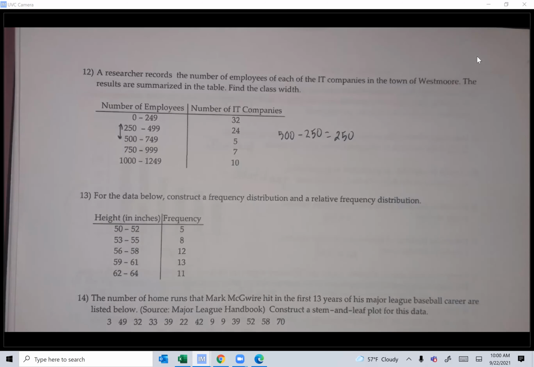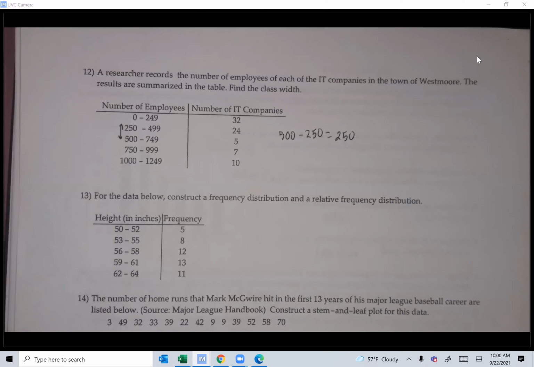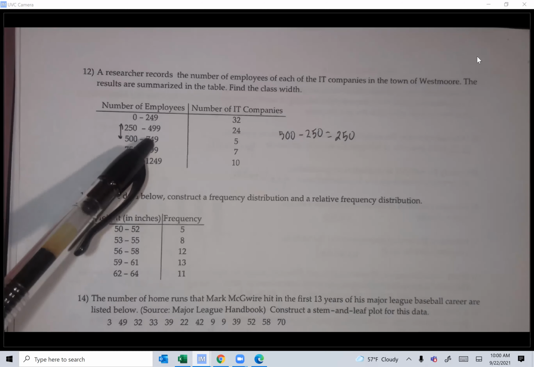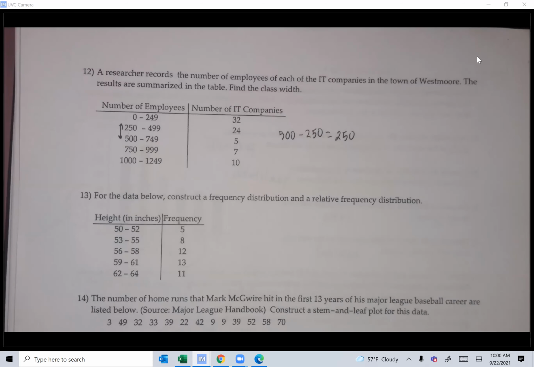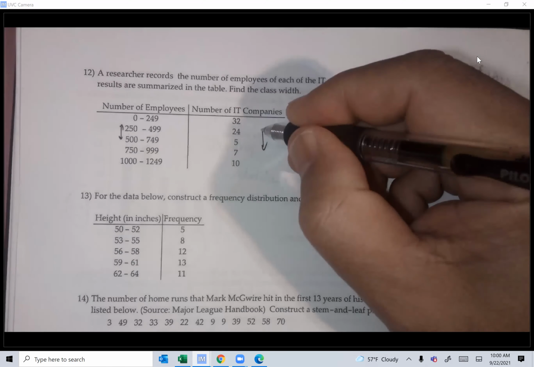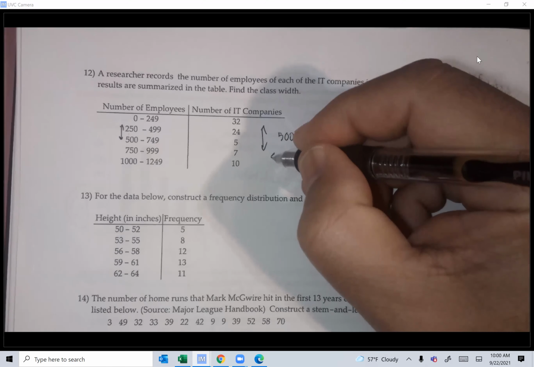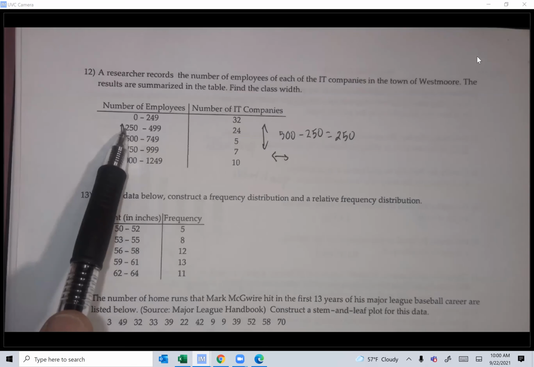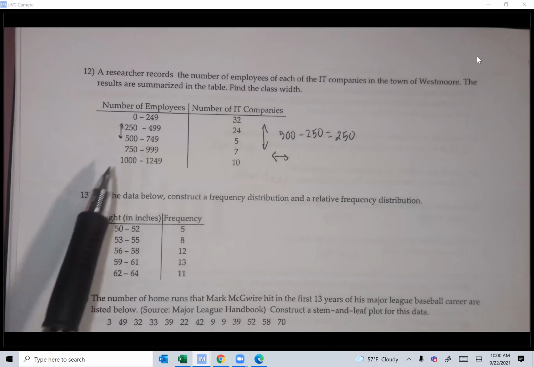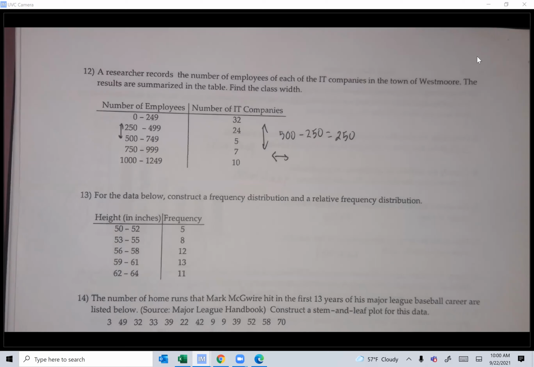Maybe a student wants to do 250 minus 0. Yes, that's 250. Maybe a student wants to do 749 minus 499, that's 250, and so on and so forth. So it doesn't matter how you do it, as long as you do it this way, guys. Don't do it that way, that will be wrong. Because look, if you do 499 minus 250, you get 249, that's not the class width. The class width is determined vertically.